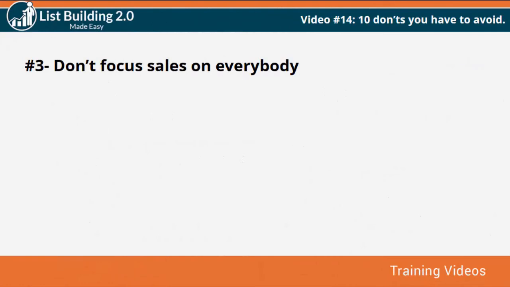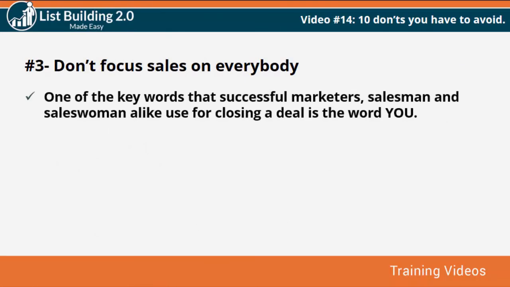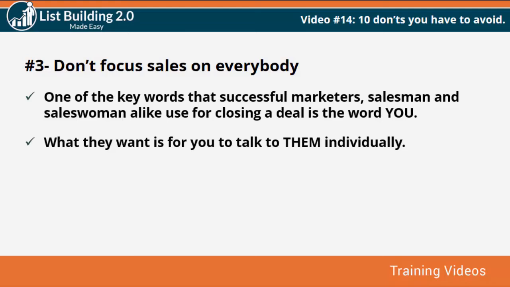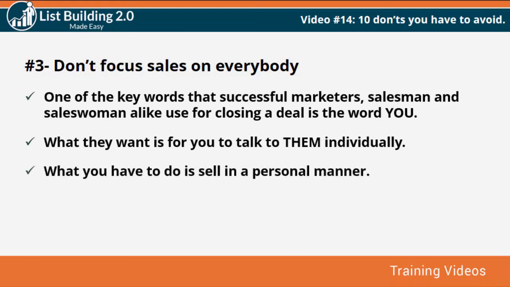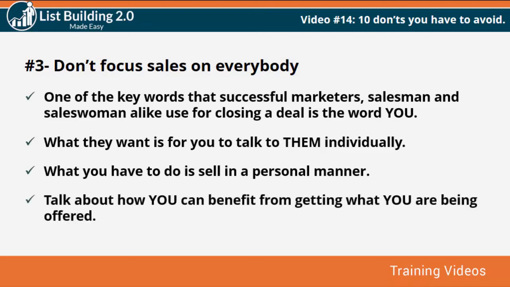3. Don't focus sales on everybody. One of the key words that successful marketers, salesmen, and saleswomen alike use for closing a deal is the word you. Subscribers already gave exclusivity by granting you access to their inboxes. What they want is for you to talk to them individually. What you have to do is sell in a personal manner, even if you're forwarding a promotional sales message to your 20,000 subscribers. Don't just talk about the product and the market. Talk about how you can benefit from getting what you are being offered.